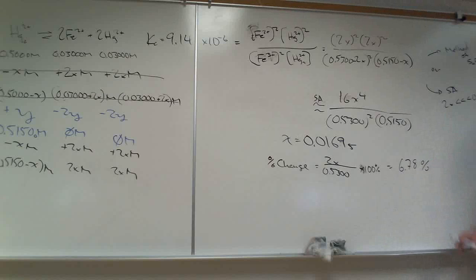So if we did the smaller percent change, let's do the smaller percent change. The smaller percent change would have been x over 5,150. X over 5,150 times 100% is 5.23.